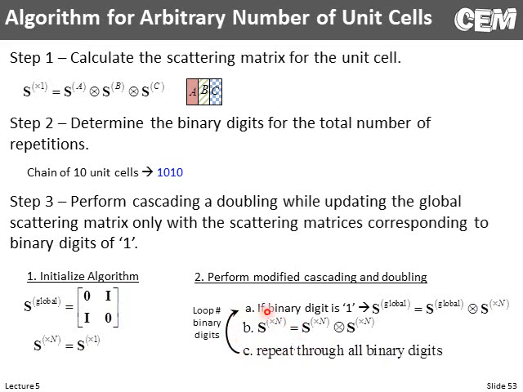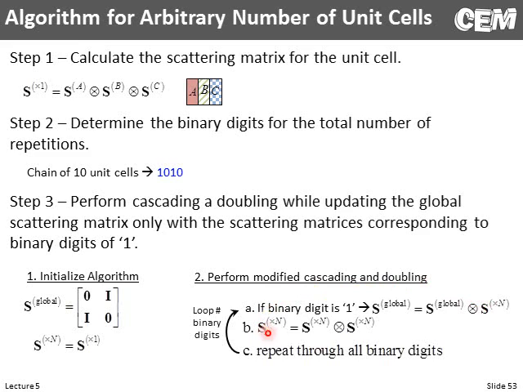Well, now we go back. Let's look at the second binary digit. That is a 1. So in other words, we need S times 2, or the scattering matrix that describes 2 unit cells. So we're going to update our global scattering matrix by star producting it with whatever this cascaded and doubled scattering matrix is.